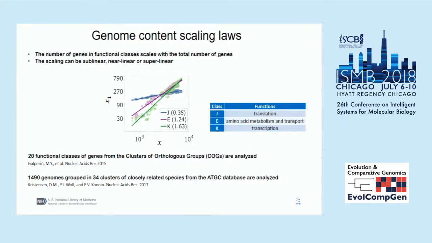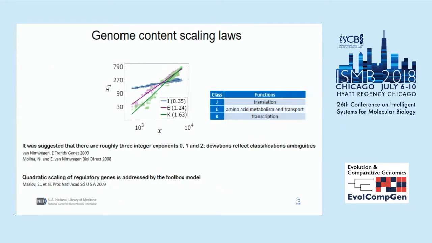Now, this is something which is universal and is observed for any classification of genes. So we checked it for 20 functional categories of the COG database, and in our analysis we looked at nearly 1,500 genomes from the ATGC database. Now, the scaling is not new. It was originally reported back in 2003 by Van Nimwegen and in various more publications.